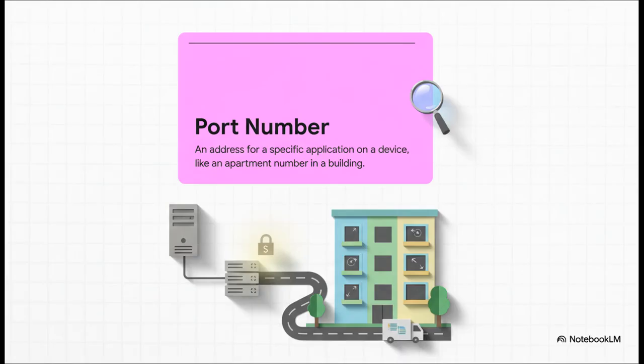So how does it actually know where to deliver all this data? The secret is something called a port number. Okay, so if your computer's IP address is the street address for the building, the port number is the specific apartment number. It's that simple.